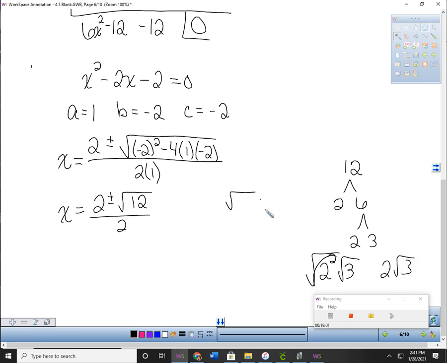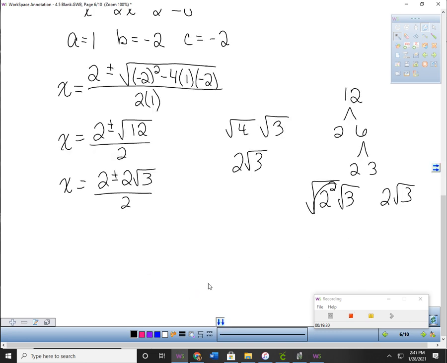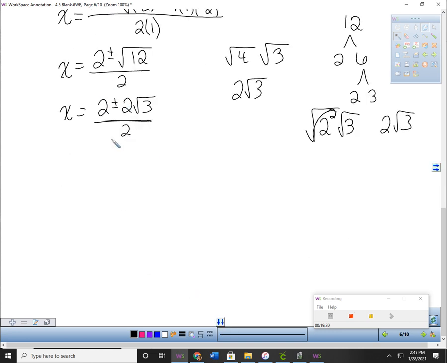Or if you want, you can say, okay, I need to split 12 into a perfect square and a prime number, and the square root of 4 is 2, right? So I'm going to go ahead and replace the square root of 12 with 2 square roots of 3. And then I realize that both terms on the top will divide by this 2 on the bottom, so I'll reduce. 2 divided by 2 is 1. 2 divided by 2 is 1. And now I'm reduced. So 2 answers here.